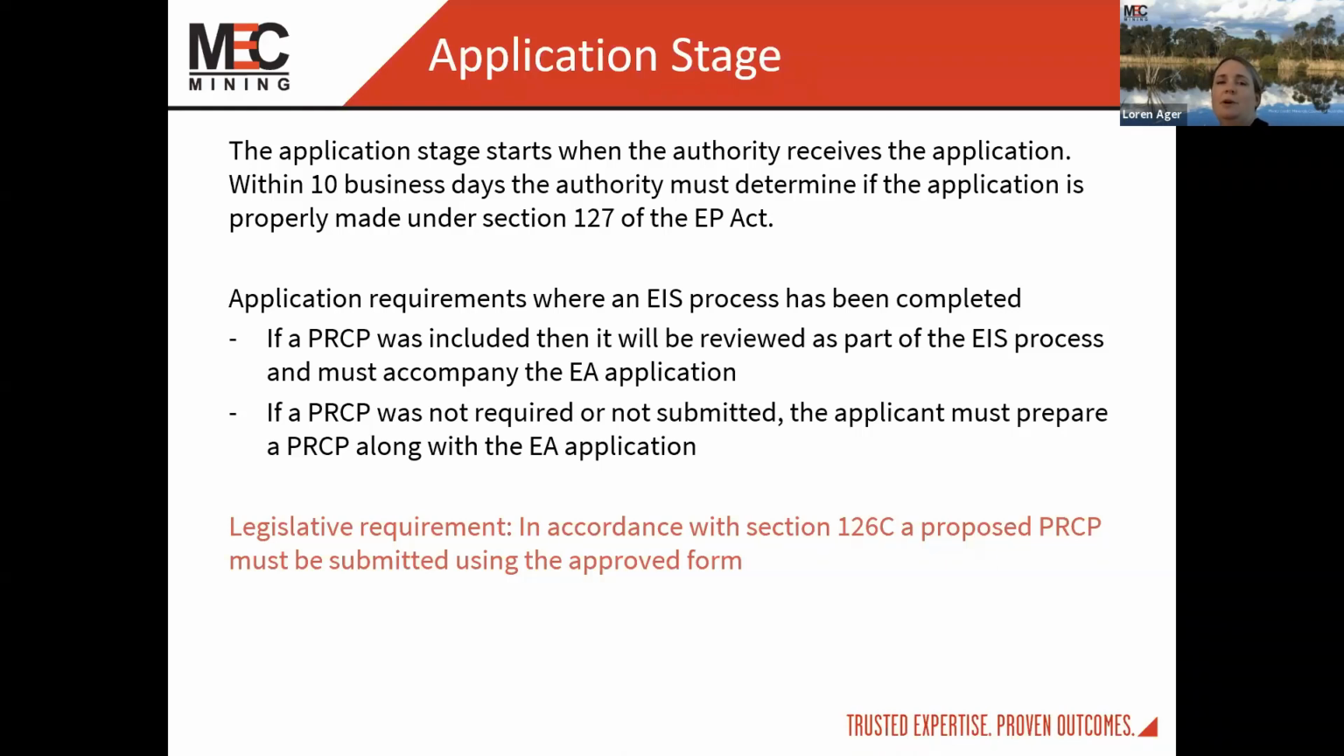The application requires an EIS process to be completed. If the PRCP was included, then it will be reviewed as part of the EIS, the environmental impact statement process, and must accompany the EA application. If a PRCP was not required or not submitted, the applicant must prepare a PRCP along with the EA application. If the application has not met the requirements, the applicant has 20 business days to carry out the actions required. So the government is giving some leeway there, but it's also giving you some really tight timeframes for a turnaround. So it's really important to make sure that the application is done correctly.